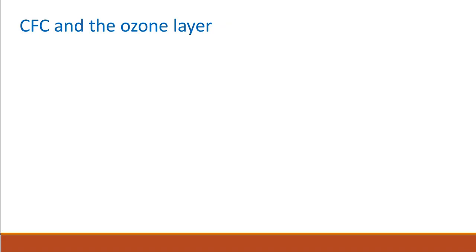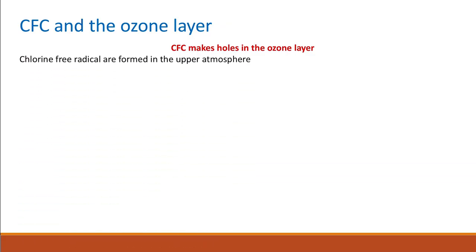An example also of the UV free radical chain reaction is the reaction of CFCs and their effect on the ozone layer. We know that CFCs make holes in the ozone layer because they react with the ozone and change it into oxygen. So CFC, which is chlorofluorocarbon, under the effect of the UV light in the upper atmosphere, will give you the chlorine free radical and a CCl2F free radical as well.